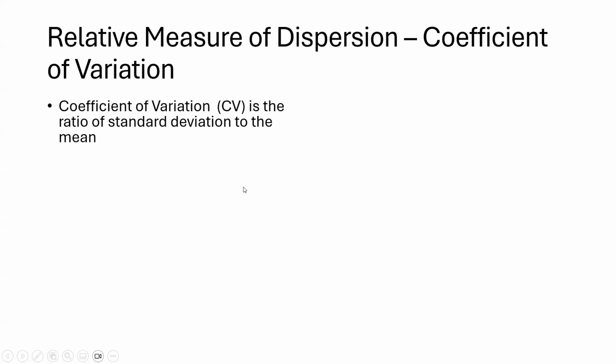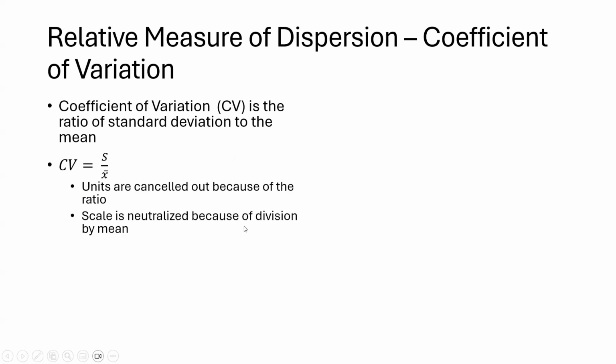Then we have the coefficient of variation, or CV in short, and it's one of the very popular relative measures of dispersion used. And it is simply calculated by this expression, which is the standard deviation of a set divided by the mean of that set. The units get cancelled out because of the ratio.